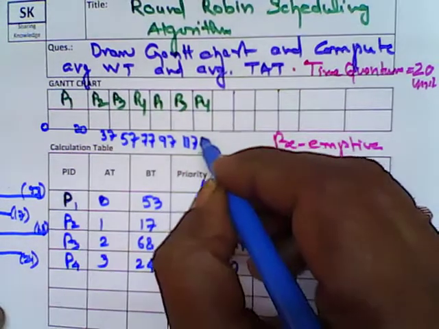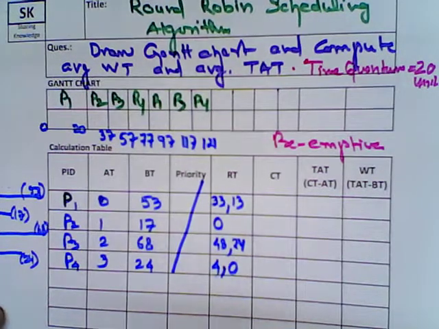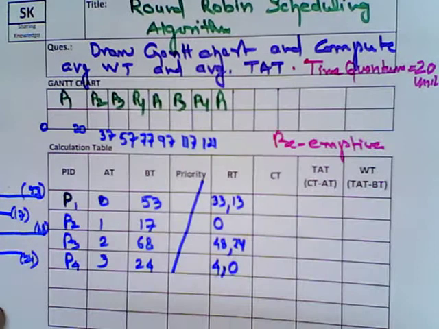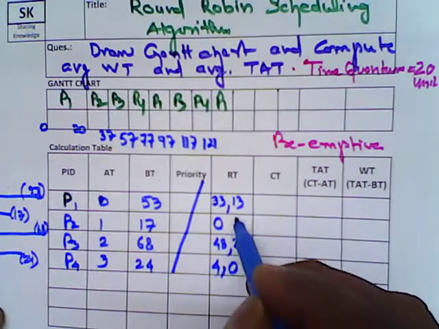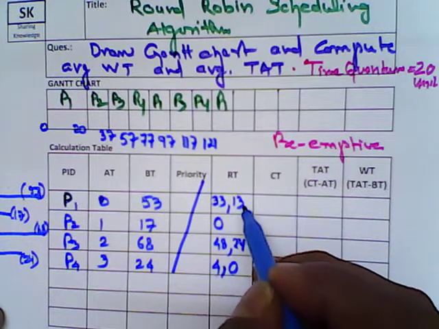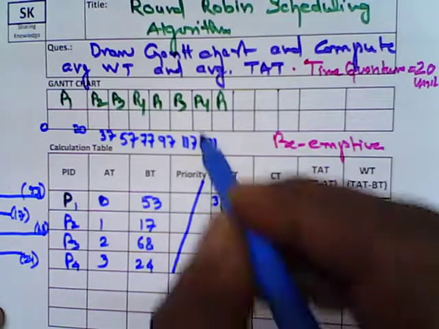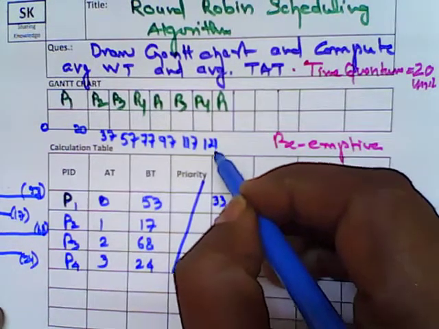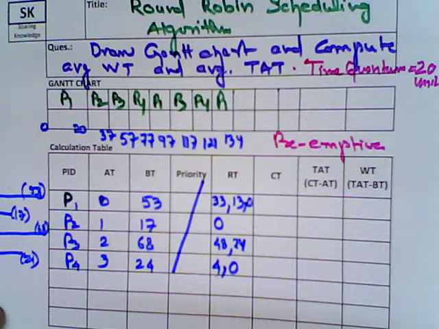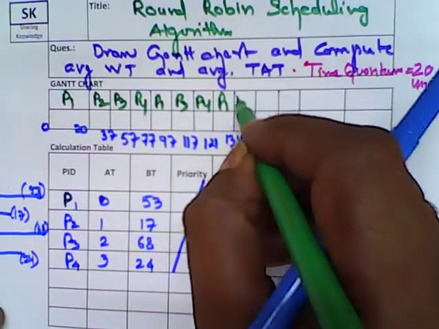So plus 4, it is 121. After P4, which is the next process, again it is P1. So P1 will execute for how much time? It will execute for minus 20. That means in this particular case, it is almost close to 0, and plus 13. So when you add it, it becomes 134. After P1, the next process is your P3. But P3 will execute for how much time? 20 units. You cannot add 24.